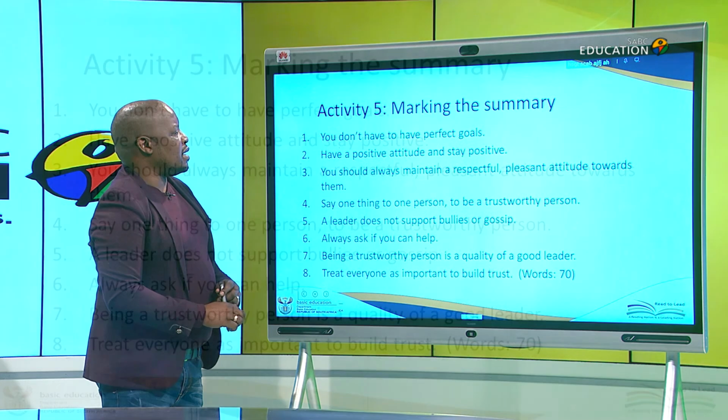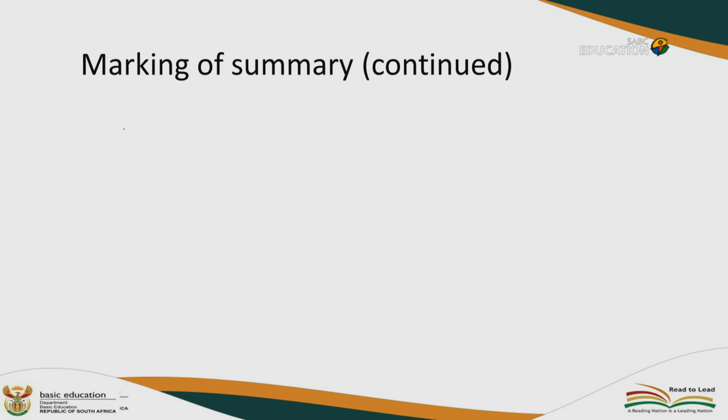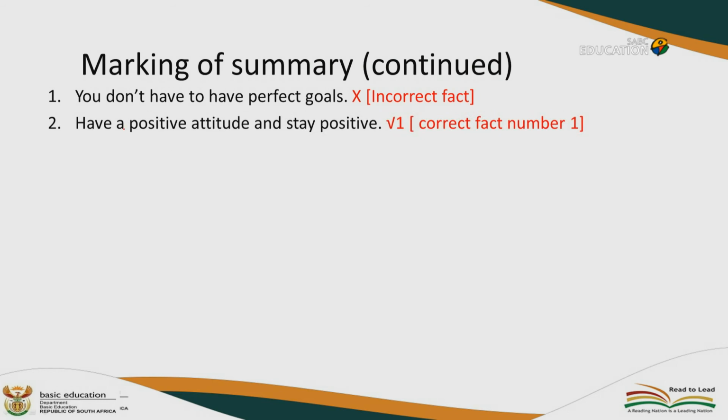Activity, marking the summary. You don't have to have perfect goals. Have a positive attitude and stay positive. I'll show this in the next slide. Marking of summary continues. Look at this one: you don't have to have perfect goals. This point is incorrect. We mark it with a cross there. Point number 2: have a positive attitude and stay positive.